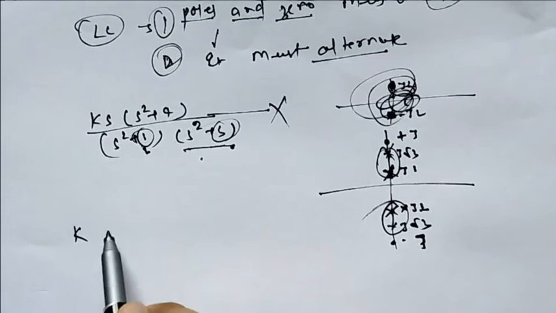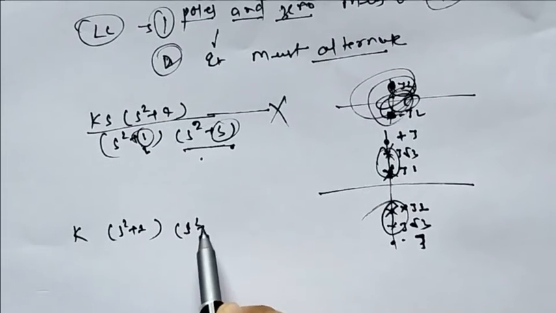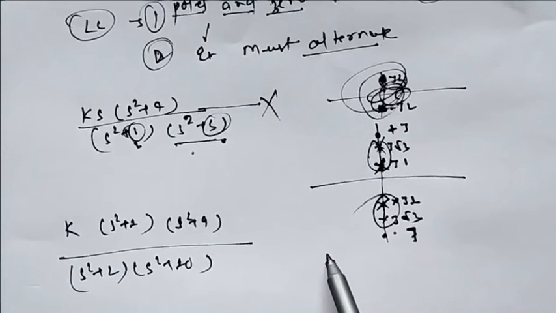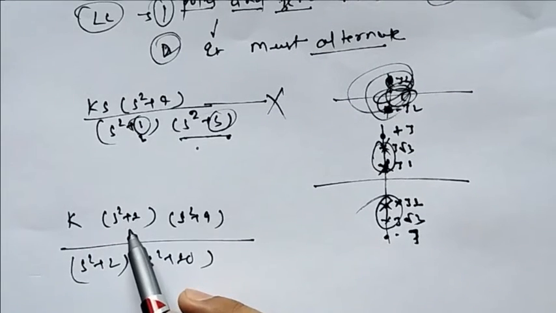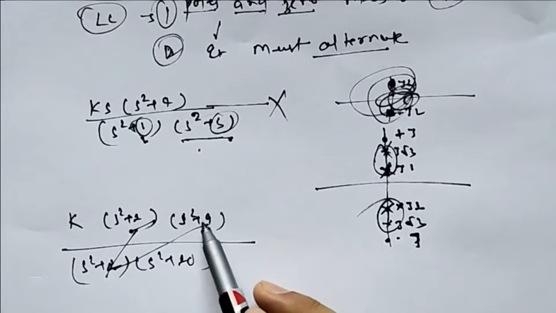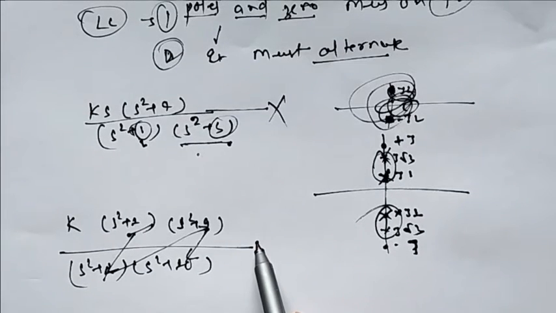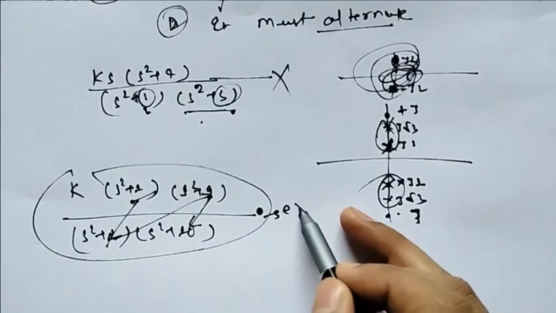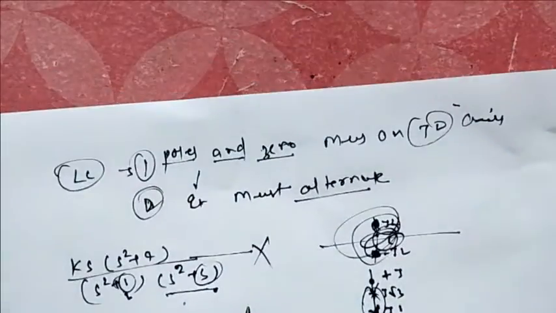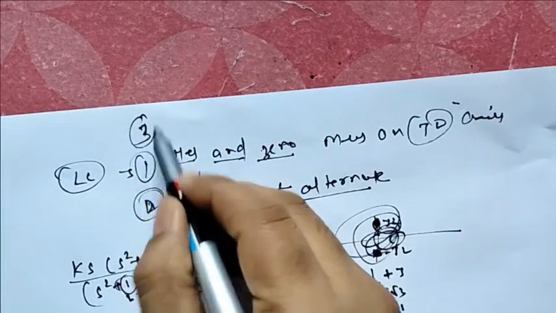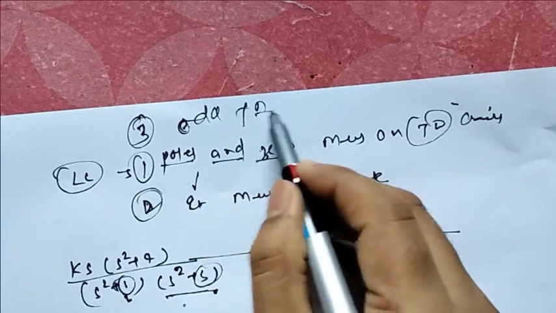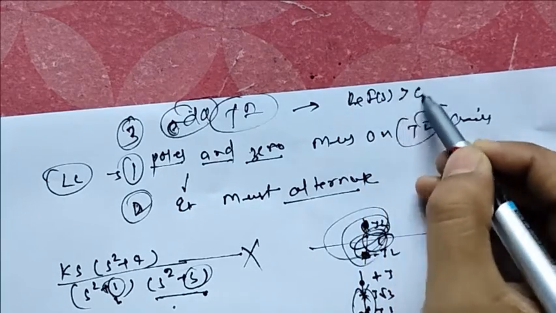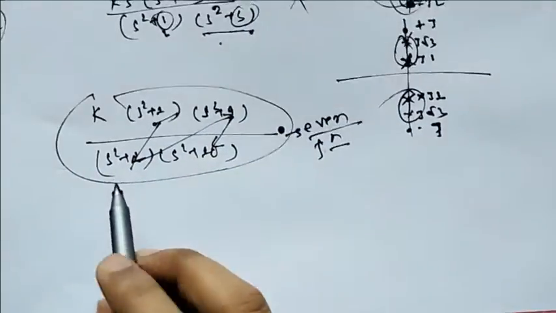Now let me take another function, k (s square plus 1)(s square plus 9) by (s square plus 2)(s square plus something). Is it an LC function? Here if you see, the poles and zeros are alternating, zero then pole, then again zero then pole. So what will we say, it is an LC function? No, why? Because it is an even function. Now the criterion that we have added is that it must be an even by odd function. This we got from the real part of F(s) must be greater than 0.